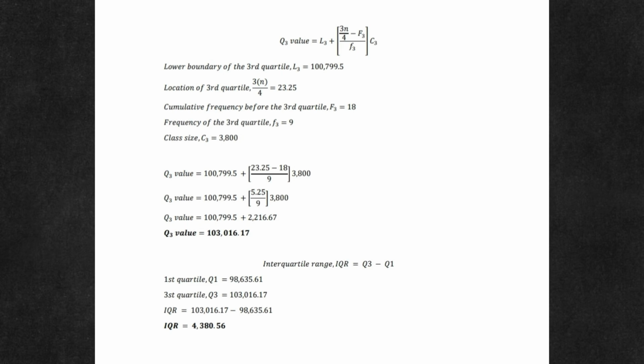The cumulative frequency before the third quartile is 18. The frequency of the third quartile is equal to 9. The class size is 3800. After we substitute into the formula, we find that the third quartile value is equal to 103,016.17. Then we can find the interquartile range, IQR, by subtracting the first quartile from the third quartile.